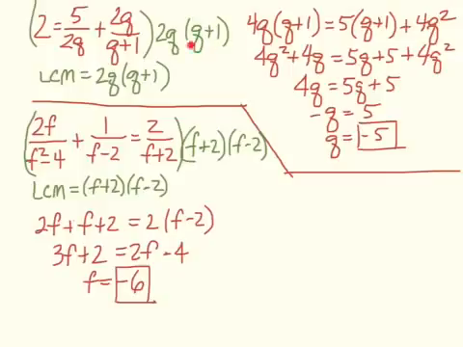2q times q plus 1 divided by 2q: the 2q's will cancel and leave me with 5 times q plus 1. And 2q times q plus 1 divided by q plus 1 leaves me with 2q. And so 2q times 2q is 4q squared. And now it's just solving. Distribute, which gives me 4q squared plus 4q equals 5q plus 5 plus 4q squared. Subtract 4q squared from both sides to get 4q equals 5q plus 5.